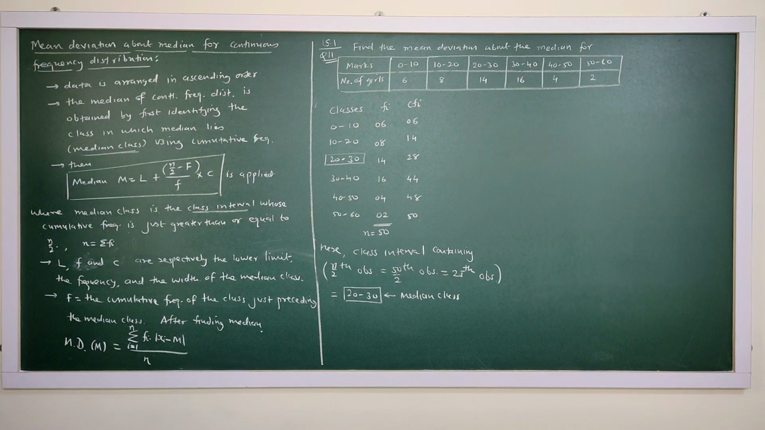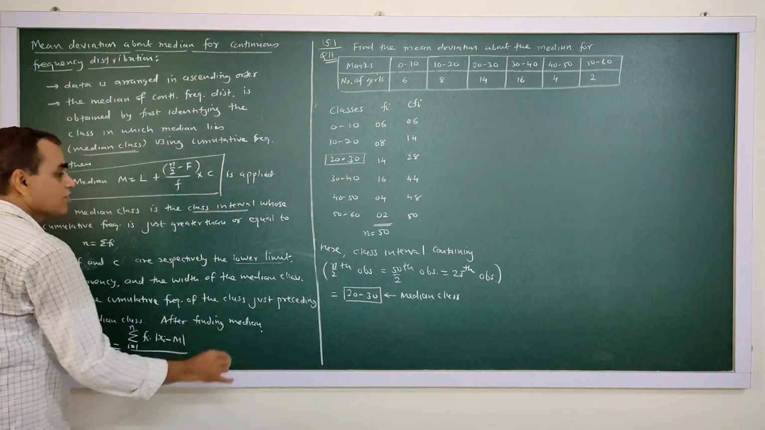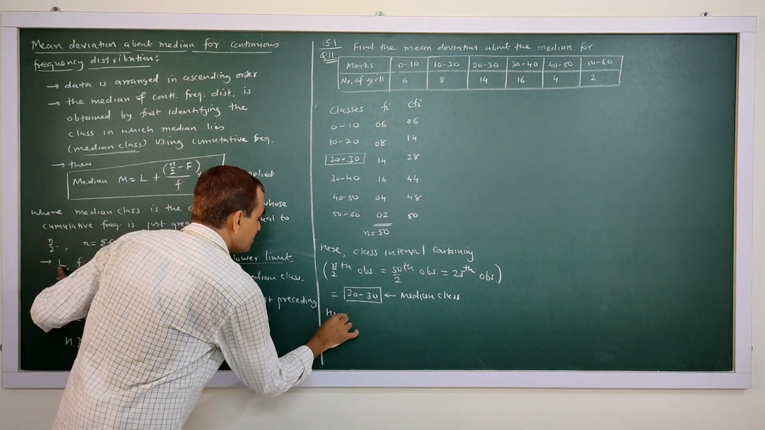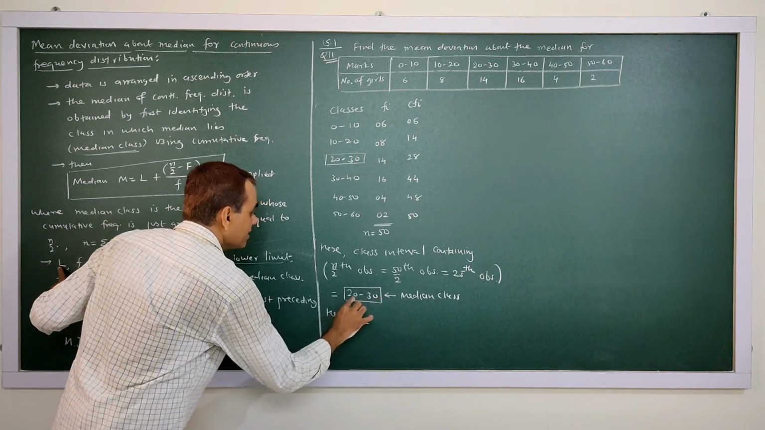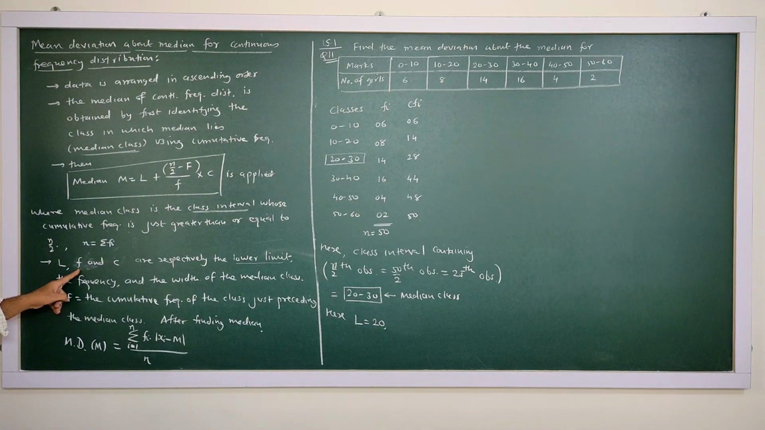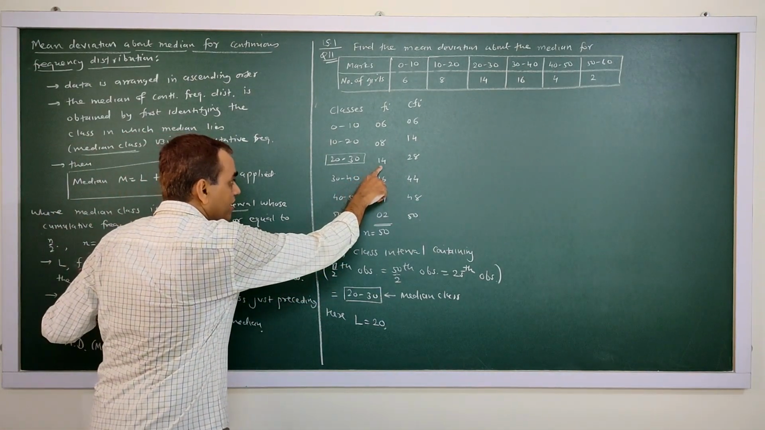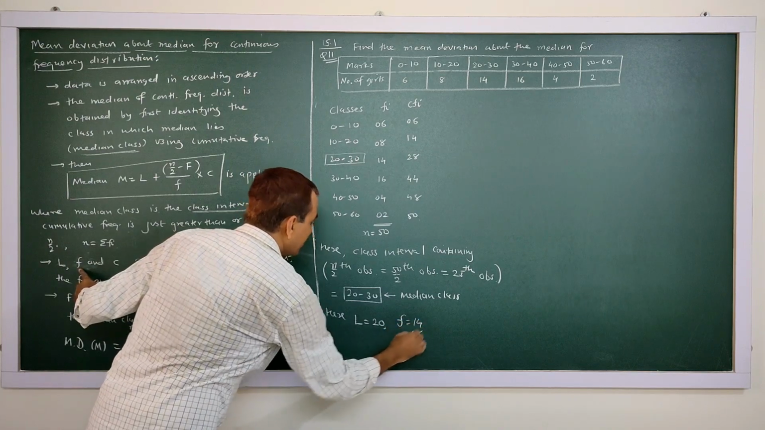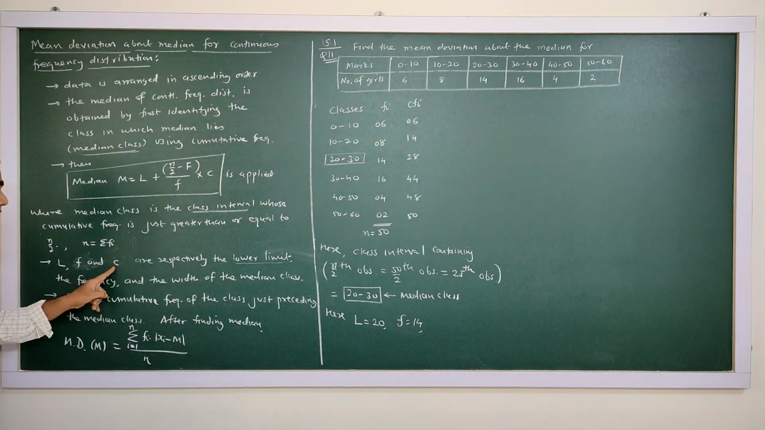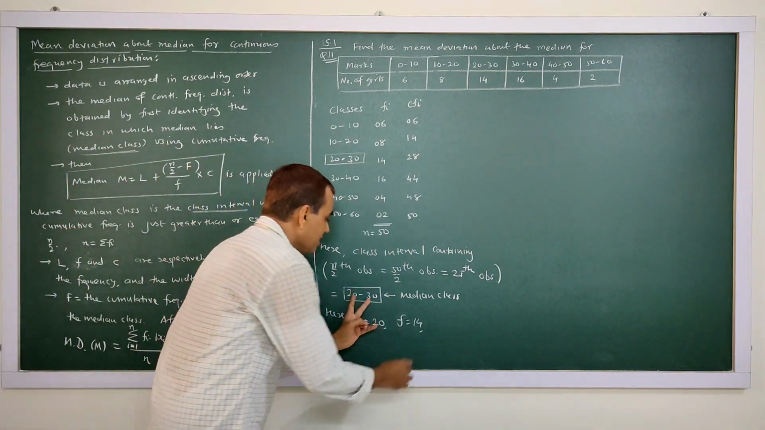After finding the median class, we take these values to substitute in this formula. Now what is L? L is the lower limit of the median class. The lower limit is 20. Small f is the frequency of the median class. What is the frequency of the median class? 40. So small f is 40. C is the width of the median class. The width of the median class is 10.